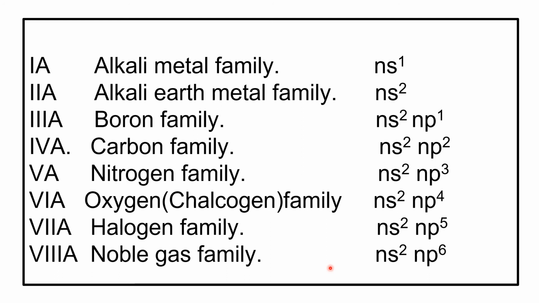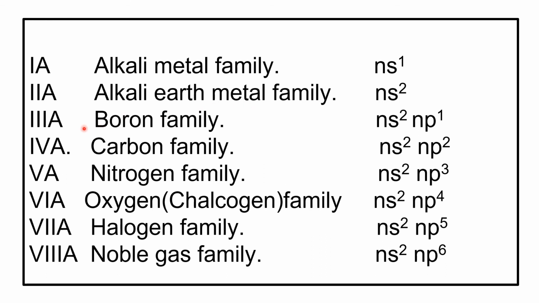Okay, now once again I want to repeat the groups of elements with the names of their families. 1A group of elements, present on the left side, are known as the alkali metal family. These are generally formed from the ashes of plants, and alkali means plant ashes. Then 2A group of elements, also on the left side, are known as the alkaline earth metal family, because their oxides can be found only in the earth's crust.